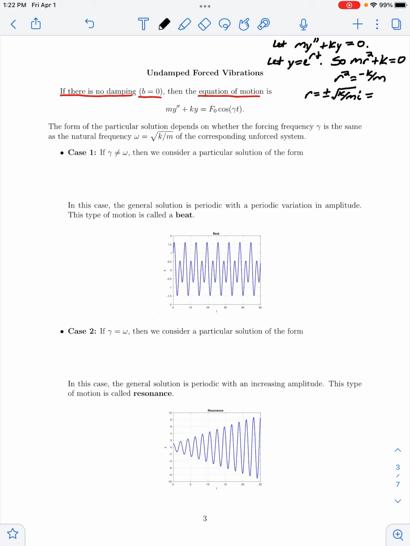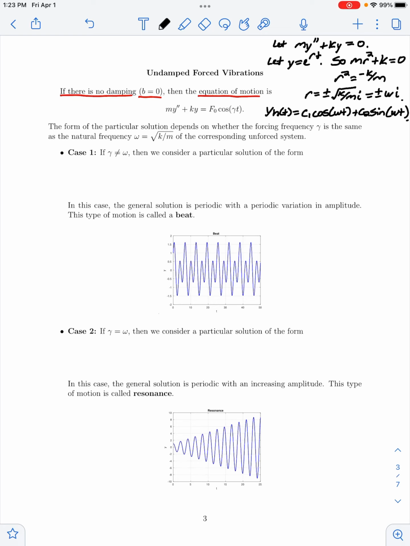Or as we saw in the previous section, we could call this square root of k over m omega. So we have complex conjugate roots plus or minus omega i, which means that our homogeneous solution would be of the form C1 cosine of omega t plus C2 times sine of omega t.